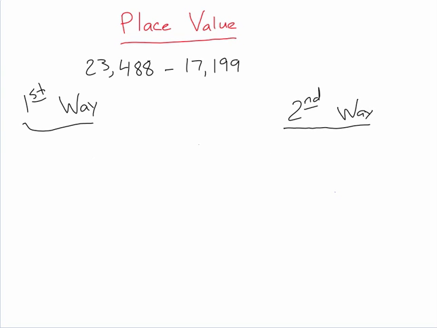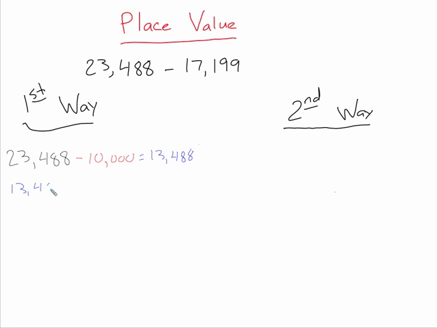The first way that I'm going to show, we're going to begin by just writing in the original number, which is going to be 23,488. Now we're just going to subtract according to each place value. So we're going to start off by subtracting 10,000, which is now going to give us our new number of 13,488.